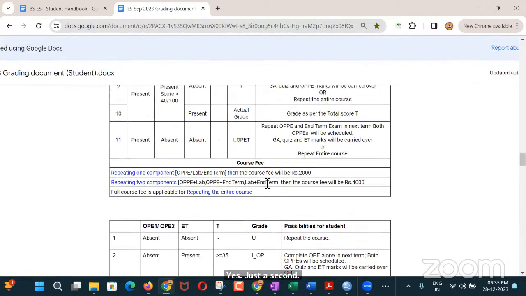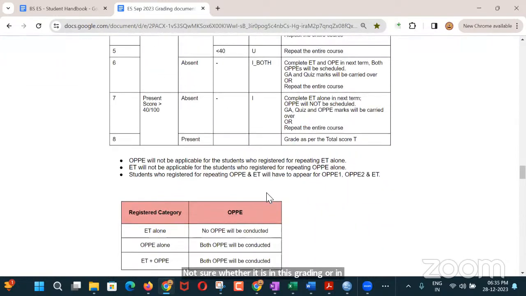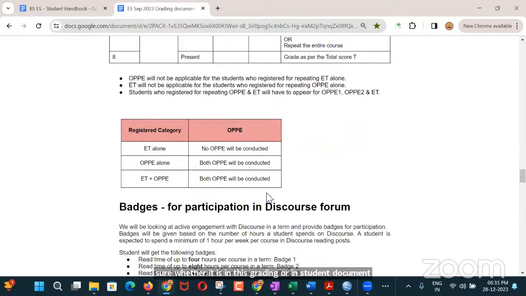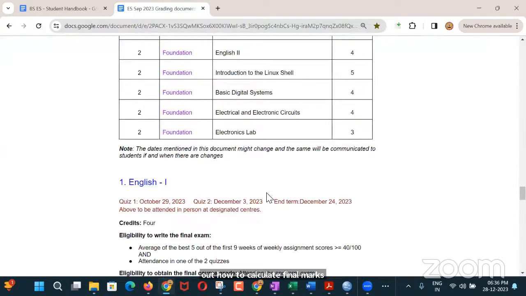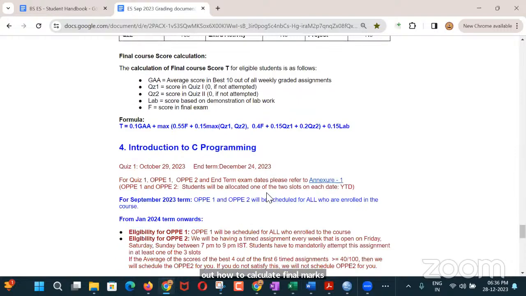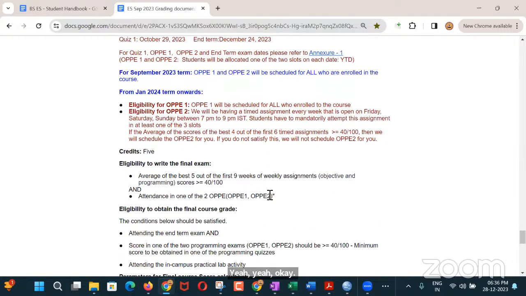Not sure whether it is in this grading or in student document. No, sir, it is in grading only. Just where the term is written, how to calculate final marks. Yeah. Okay. So it's in the course actually. Yeah. So here it is.